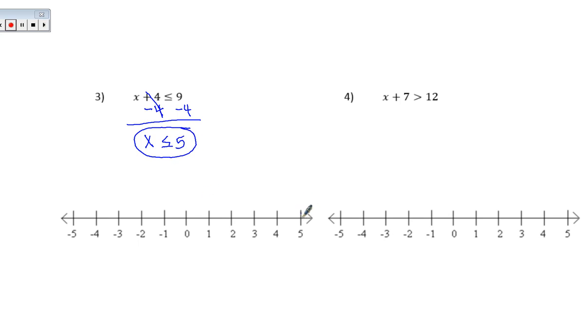So we go to our 5, we put a shaded circle above that because it was a less than or equal to sign. And if it's less than or equal to that, then a number that might satisfy that would be -2 is less than or equal to 5. So we're going to shade everywhere to the left of that shaded circle.